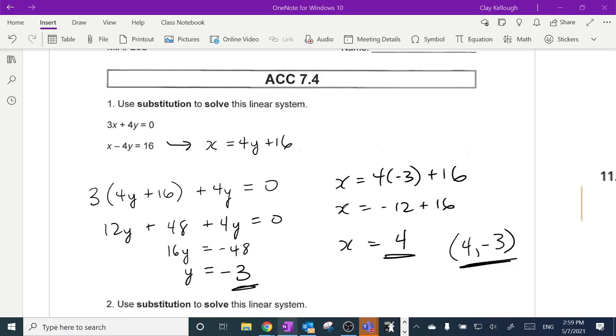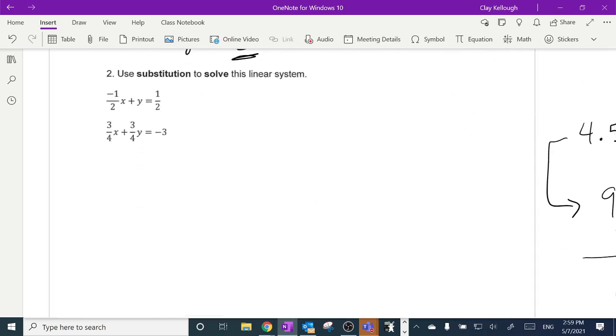Okay, any questions on number 1? All right, number 2. I think hopefully I've trained you to think, let's make the fractions go away in step 1, right? I mean, you can work with fractions if you want, but I'd rather not look at fractions. So I'm going to times this whole equation by 2. And I'm going to times this whole equation by 4.